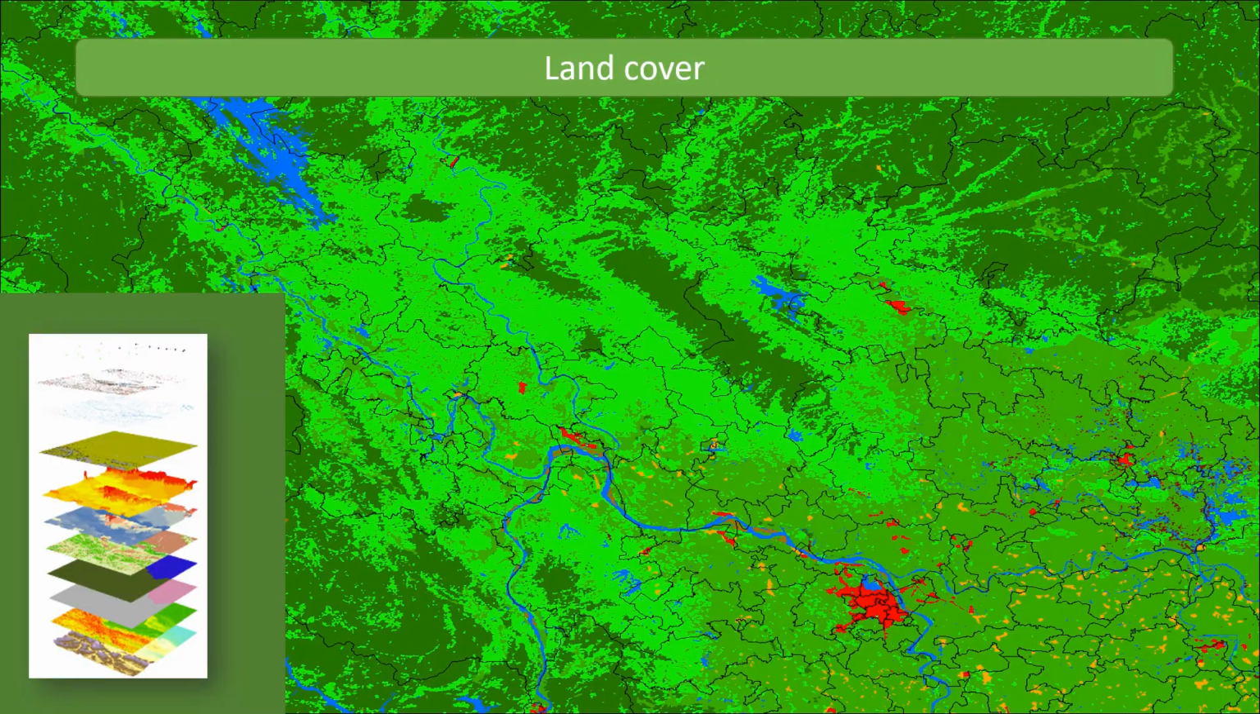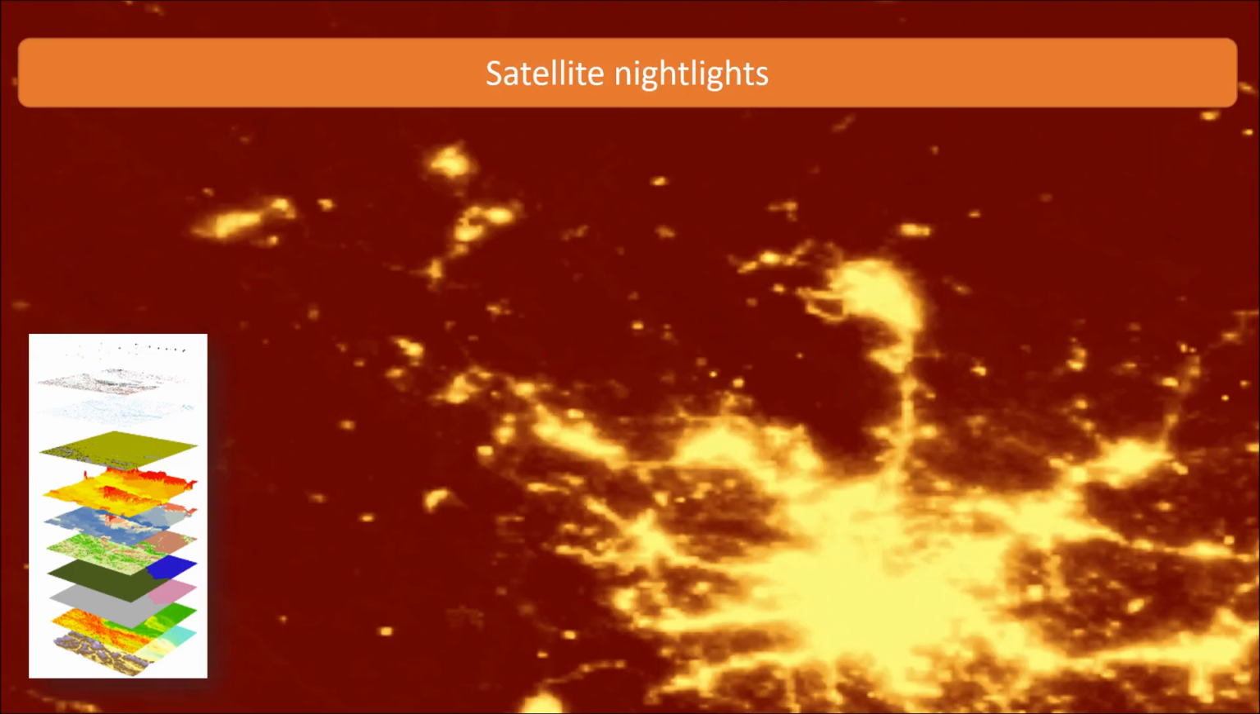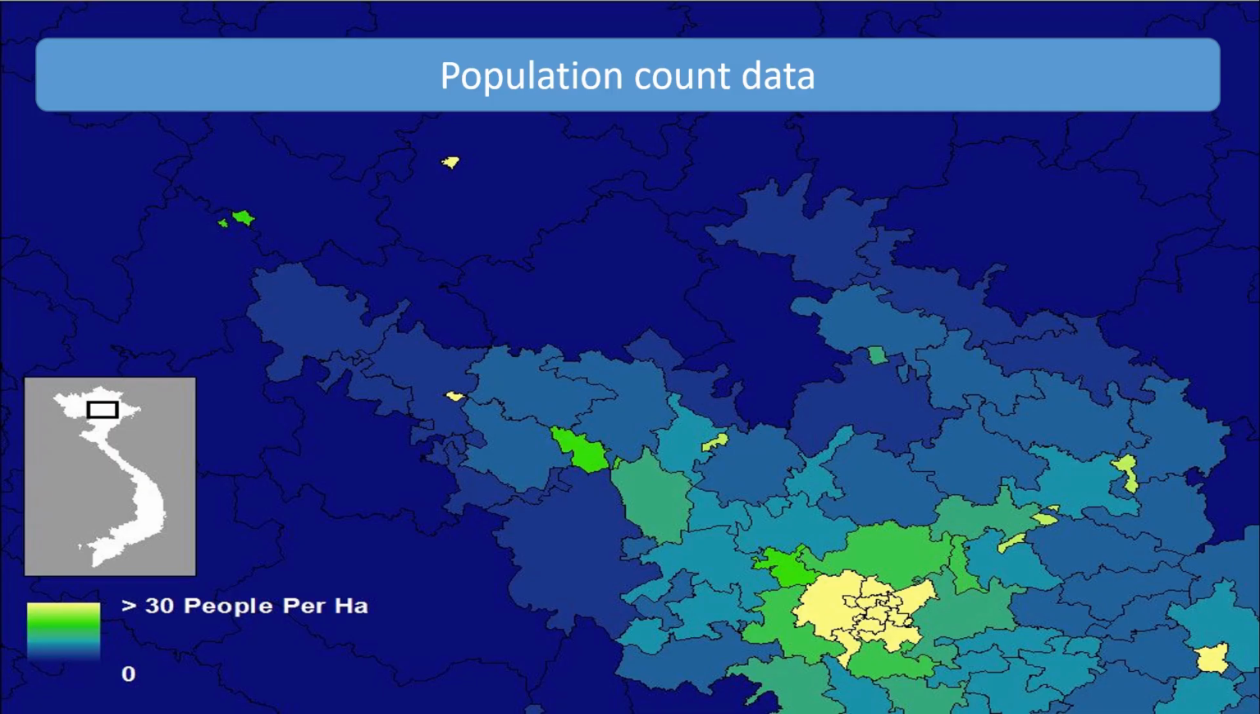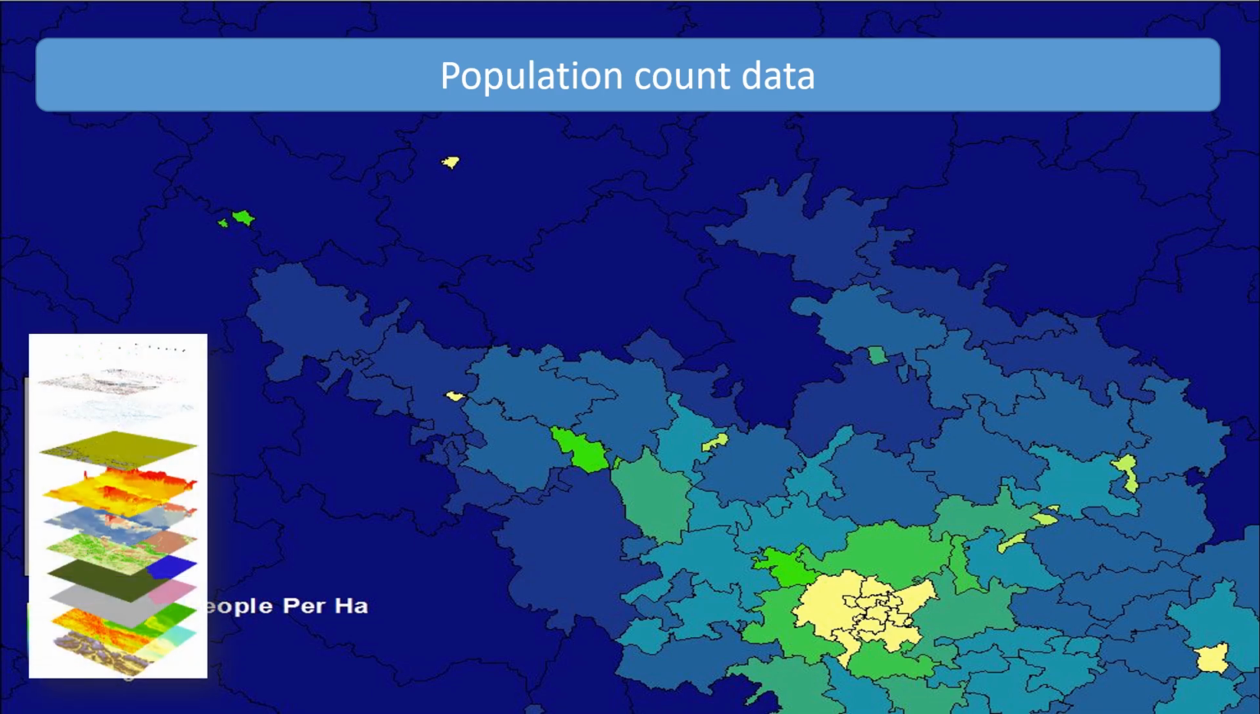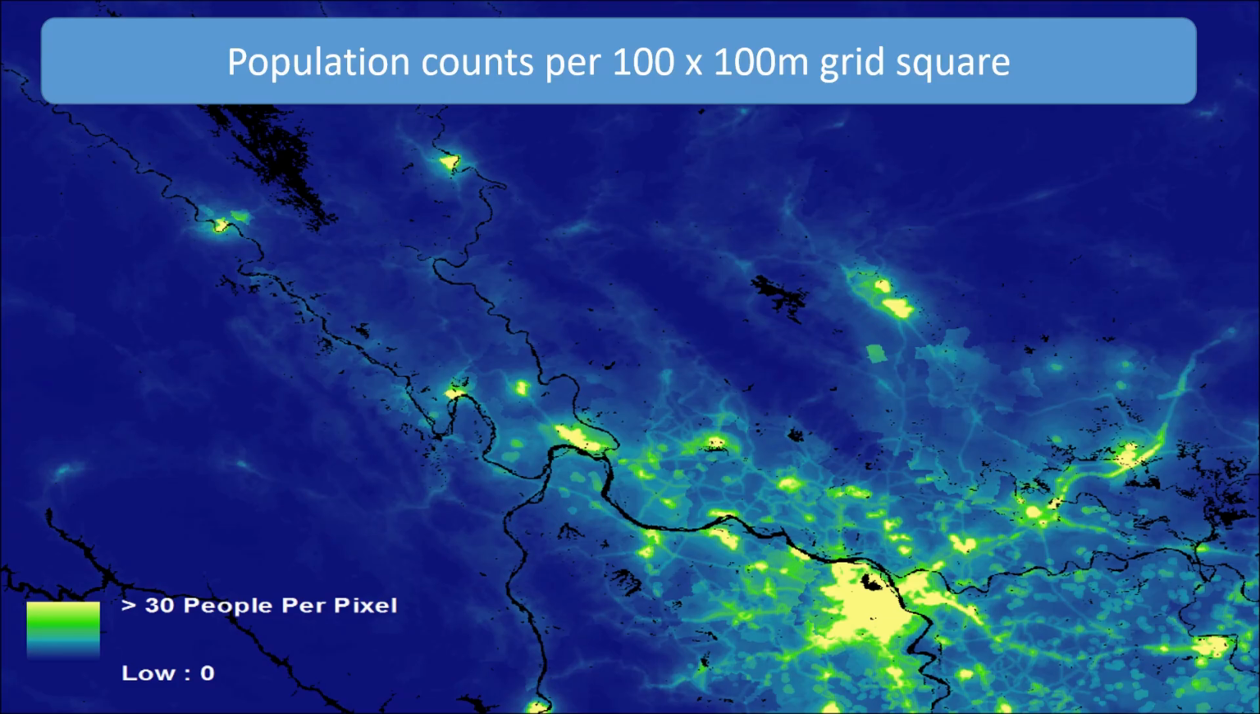And then we have other sets of data in our stack, maybe something that tells us about the land cover in an area, something that tells us about the brightness of the area from satellite images of the Earth at night. So that we can then learn the relationship between these coarse scale population densities and the finer scale data, and apply that random forest model to disaggregate to 100-meter grid squares.